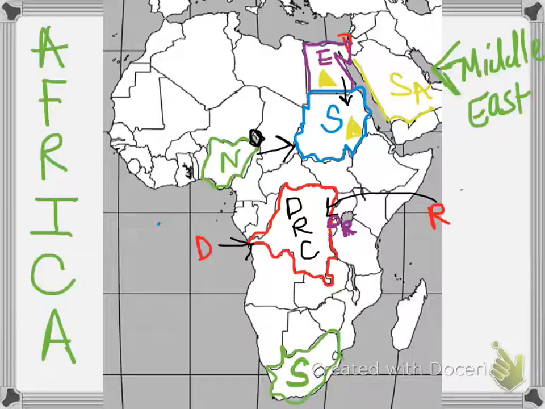And if by chance you wanted to drive your car to Madagascar, that would be impossible because Madagascar is an island. So you would never be able to drive your car to Madagascar because Madagascar is an island. So that's just a few little memory techniques to help you remember the countries of Africa.